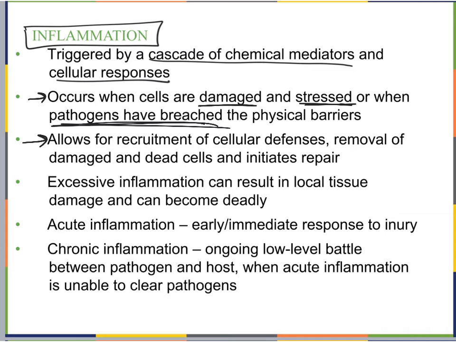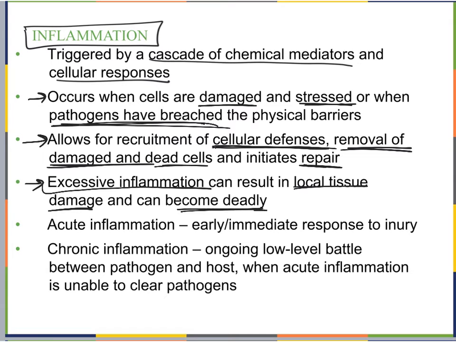So it allows for the recruitment of cellular defenses. Inflammation is important because it is going to go get other cells to help defend the body and get rid of the pathogen. It helps for the removal of damaged and dead cells, and then it also initiates repair. So it's going to help to get rid of those cells and then start repairing what's left. However, excessive inflammation can result in local tissue damage, and it can become deadly.